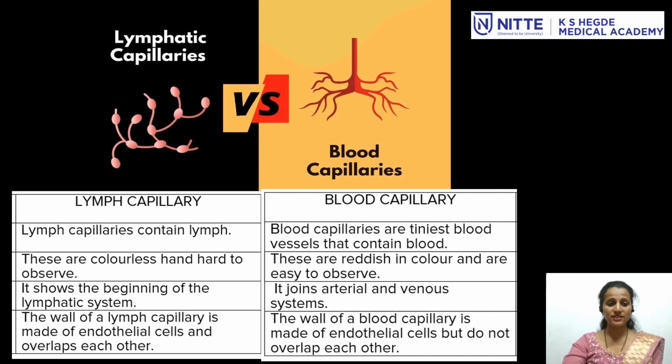Let's see the key differences between the lymphatic capillaries and the blood capillaries. The lymph capillaries contain lymph, whereas the blood capillaries are the tiniest blood vessels that contain blood. The lymph capillaries are colorless and hard to observe, whereas the blood capillaries are reddish in color and are easy to observe. The lymph capillary shows the beginning of the lymphatic system, whereas the blood capillary joins the arterial and the venous systems. The wall of a lymph capillary is made up of endothelial cells which overlap each other, whereas the wall of a blood capillary is made up of endothelial cells that do not overlap each other.